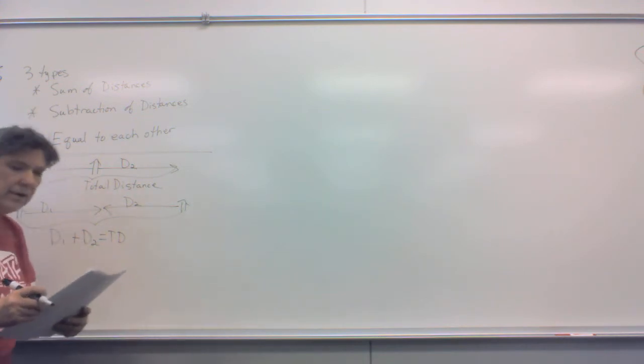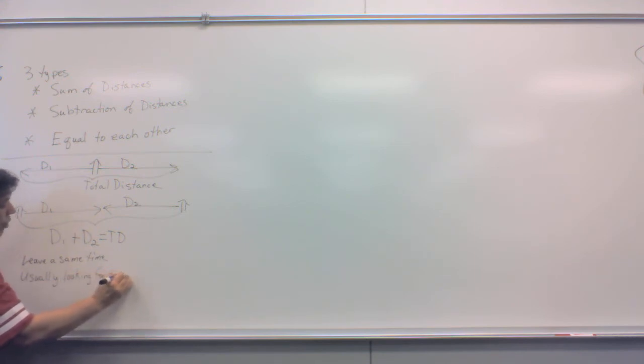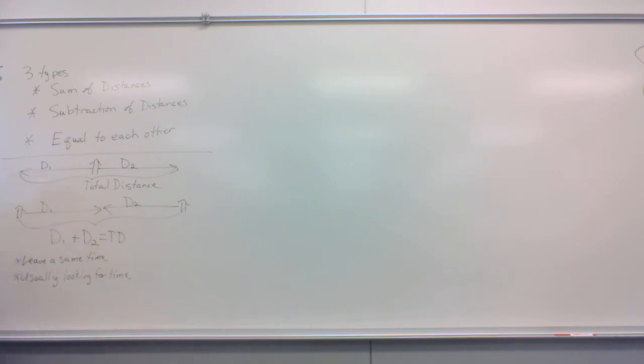So now let's look. Oh, and there's certain distinctives of this. They leave at the same time. They also either go in opposite directions or away from each other. And you're usually looking for a time. How long does it take them to meet, or how long will it take them to get that far apart? So that's type 1.